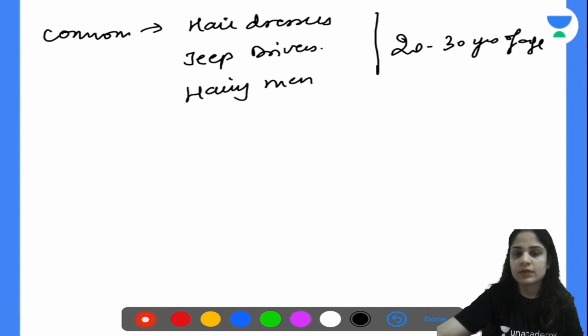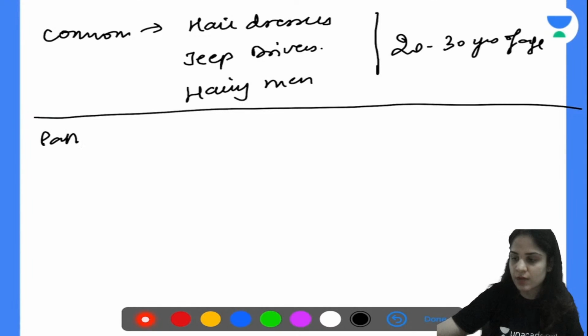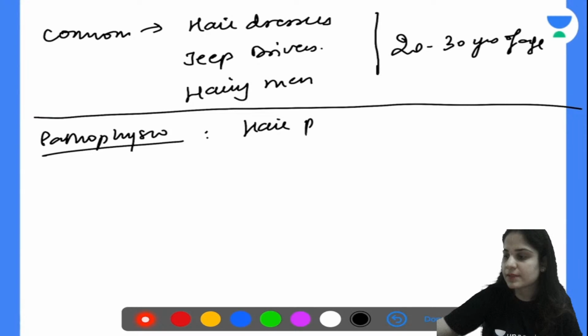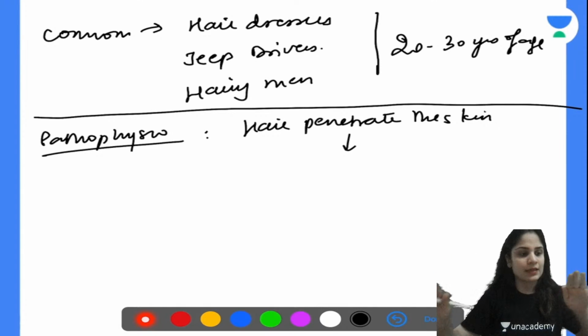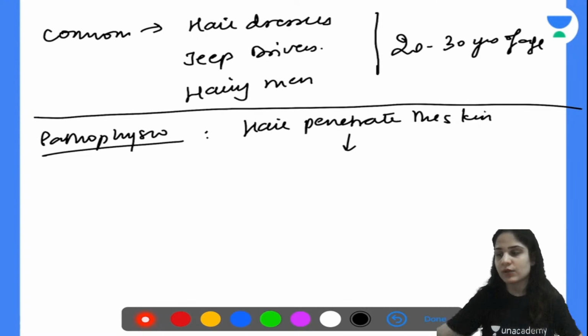Now, the next thing that they will ask about pilonidal sinus is what exactly is the pathophysiology of it. So how does this occur? I'm going to write it down so that you understand the pathophysiology. First, hair will penetrate the skin. Initially there is nothing on the skin. The skin is good, unbroken, intact, but slowly that hair starts irritating, there is friction, and the hair starts penetrating into the skin.